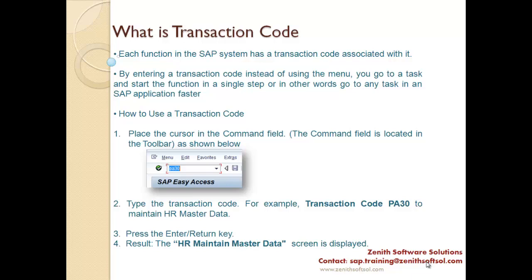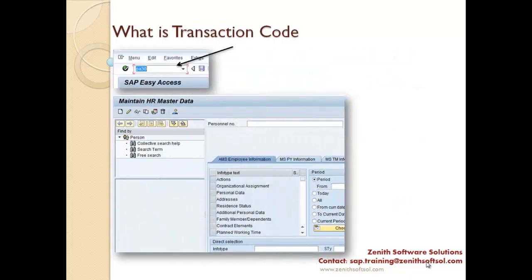Now, what does it mean? Let me explain with an example. If you see the first step, how to use the transaction code, you place the cursor in the command field. The command field is located in the toolbar which is shown up here. You enter a transaction code such as PA30. Then once you type the transaction code, you hit enter, and the result screen gives you the task of maintaining the master data.